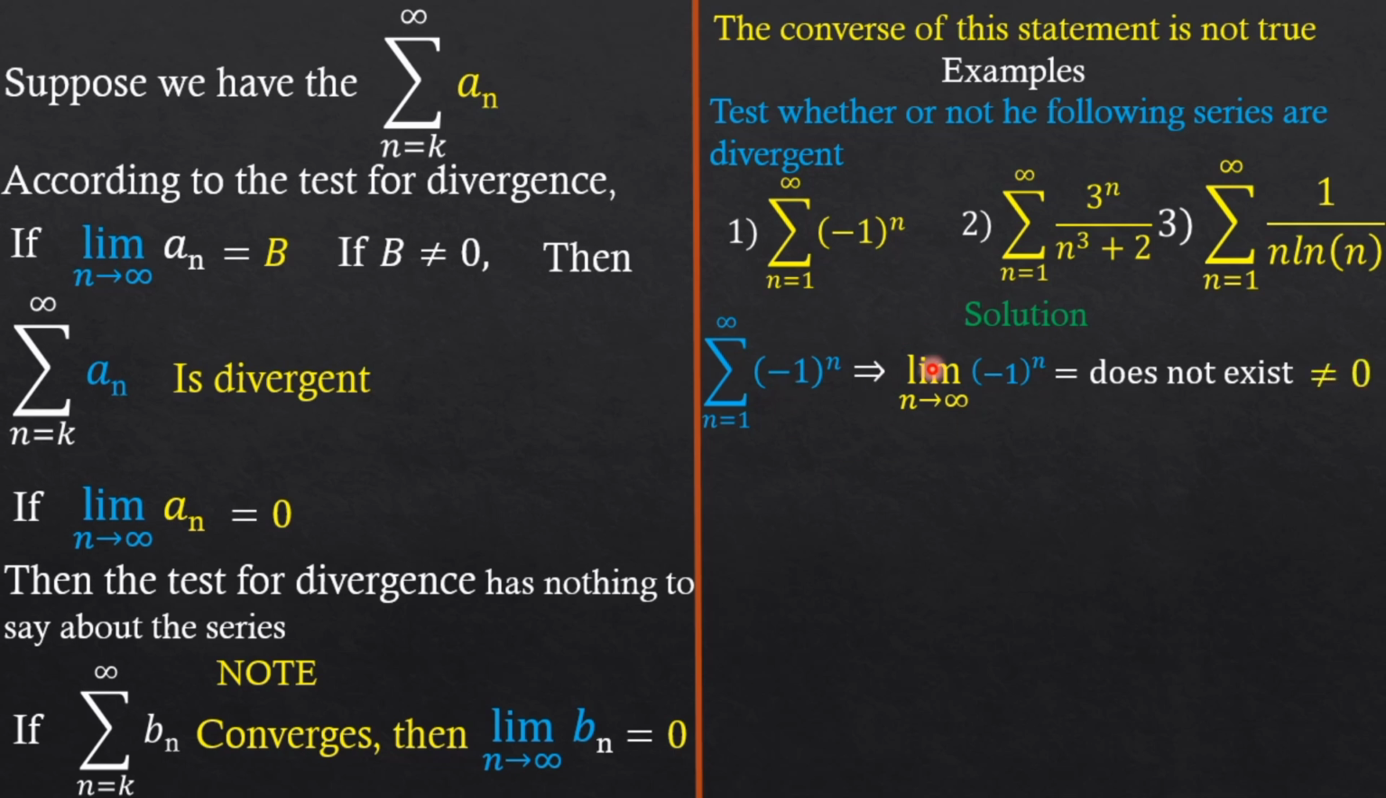What does it mean? It is not zero, right? Great, it is not zero. It therefore implies the series as n goes from 1 to infinity of negative 1 raised to the power n diverges by the test for divergence. That's great, friends.